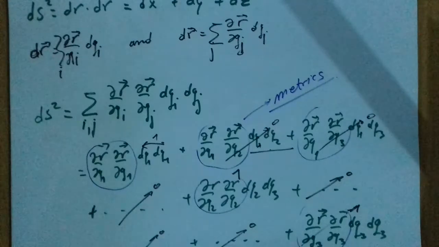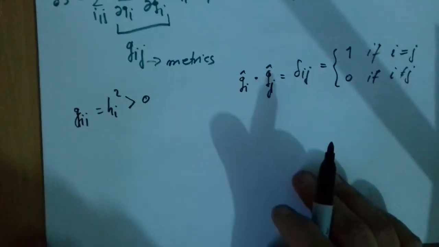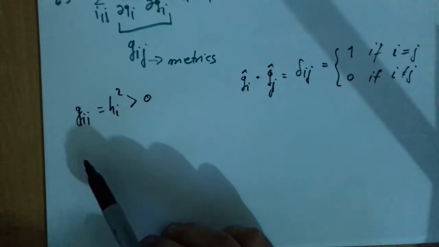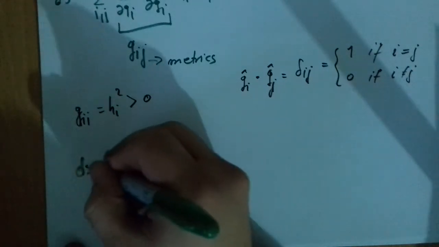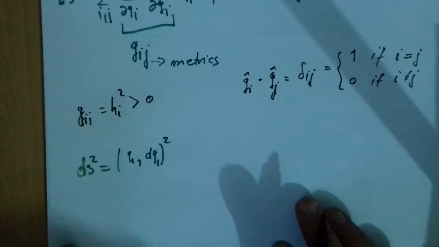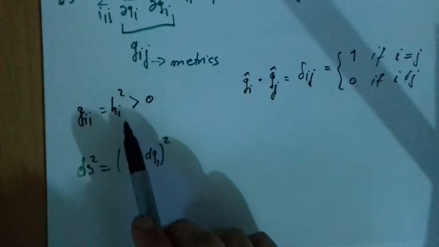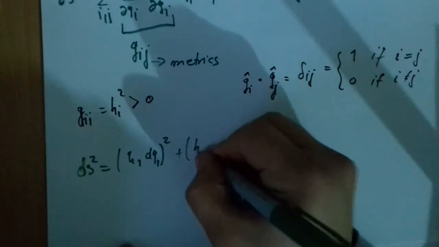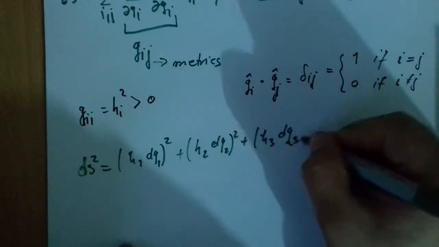And now we can write the line element. So if we have g11, g22 and g33, we can write that ds squared is equal to h1 squared dq1 squared, because g11 is h1 squared, and dq1 times dq1 is dq1 squared, plus h2 squared dq2 squared plus h3 squared dq3 squared.